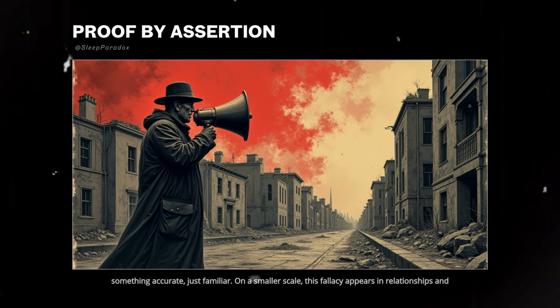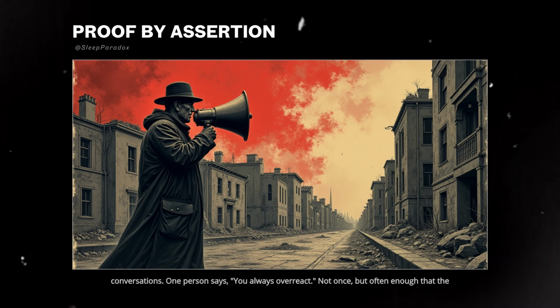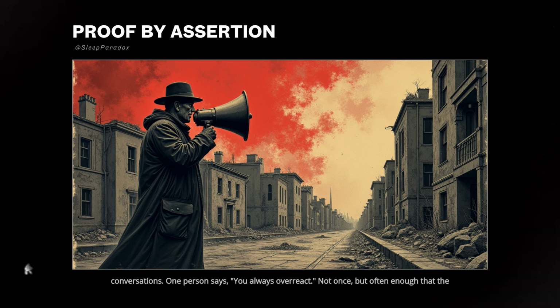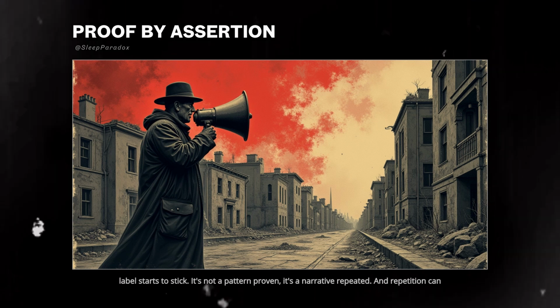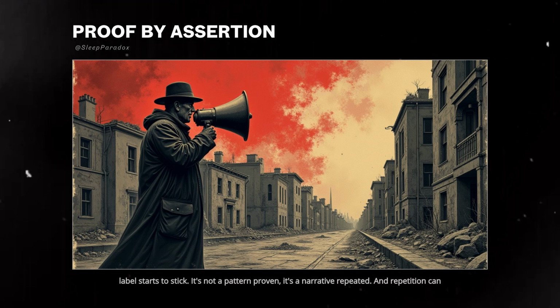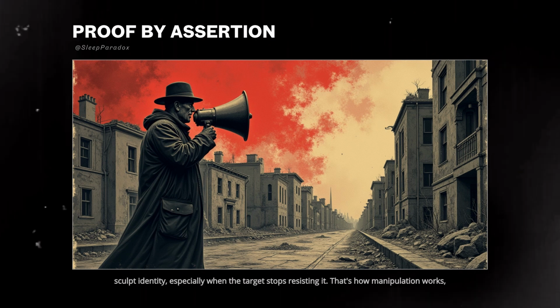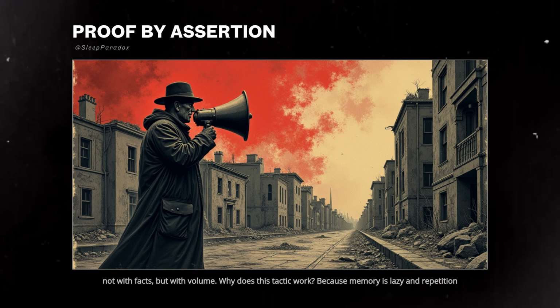On a smaller scale, this fallacy appears in relationships and conversations. One person says, "You always overreact." Not once, but often enough that the label starts to stick. It's not a pattern proven. It's a narrative repeated, and repetition can sculpt identity, especially when the target stops resisting it. That's how manipulation works, not with facts, but with volume.